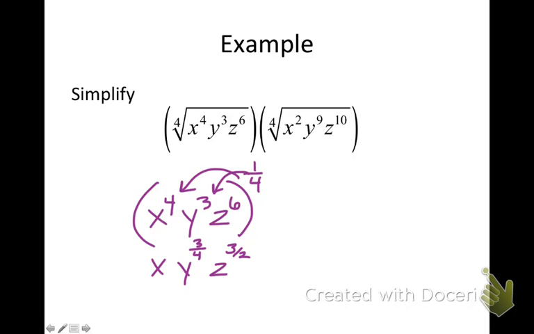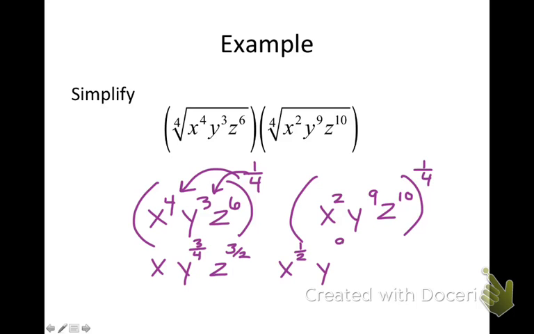All right, what's this parenthesis going to look like? It's going to be a radicand of x squared, y to the 9th, z to the 10th. What's going to be the exponent? 1/4. All right, so 1/4 times 2 gets us 1/2. 9 times 1/4 is 9/4. 10 times 1/4 is 10/4, which reduces to 5/2.